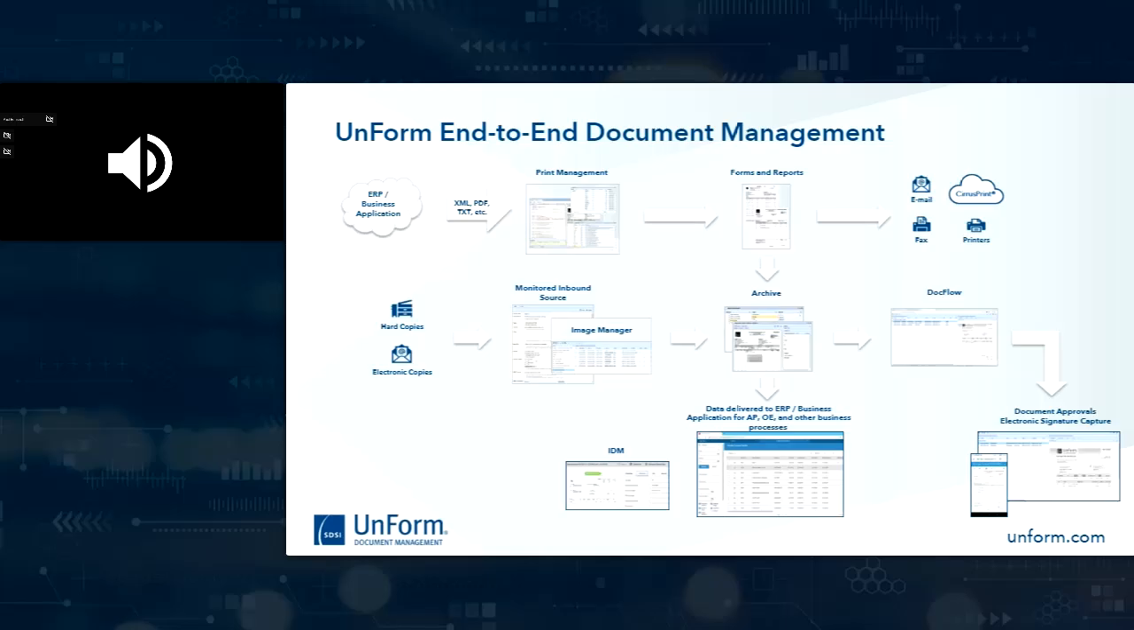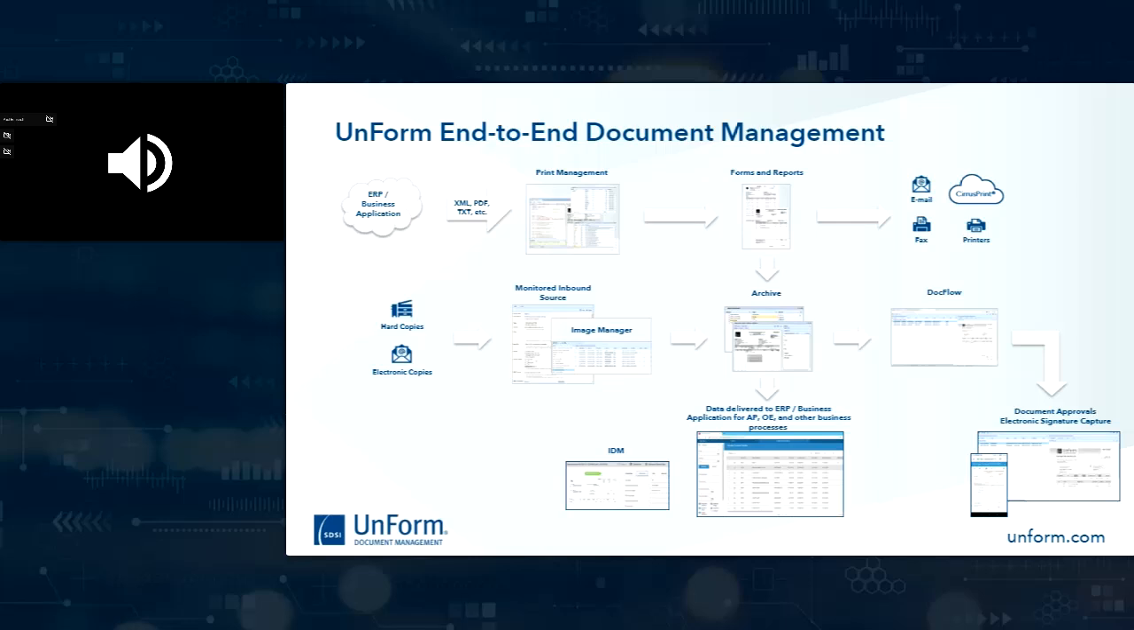And they can be hard copies that you scan, but if it's already an electronic copy, you don't have to scan that. You can bring them in a variety of ways. And we've done a lot of work in this version to automate that process as much as possible. So within Image Manager, we have what we call monitored inbound sources. They could be directories, they could be email addresses. So if you're scanning warehouse documents, you can point to one of those directories, scan the packing slip in, and UnForm will monitor the directory it lands in, pick it up, and process it through Image Manager automatically.